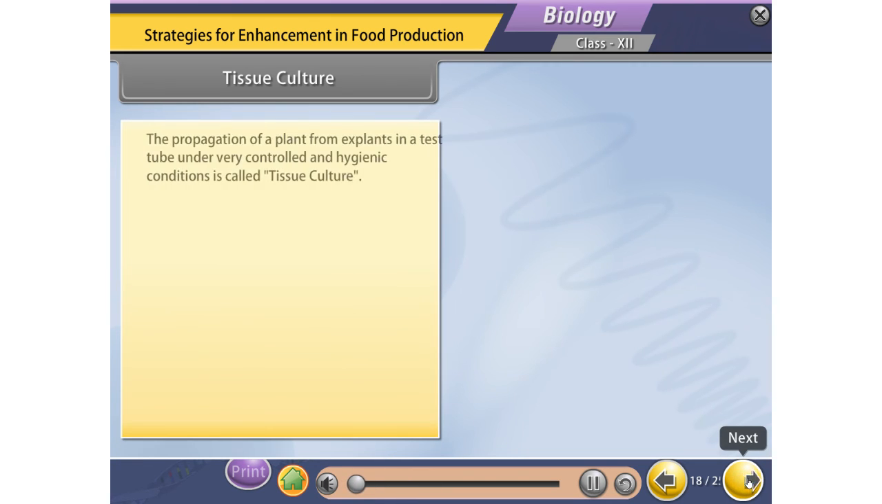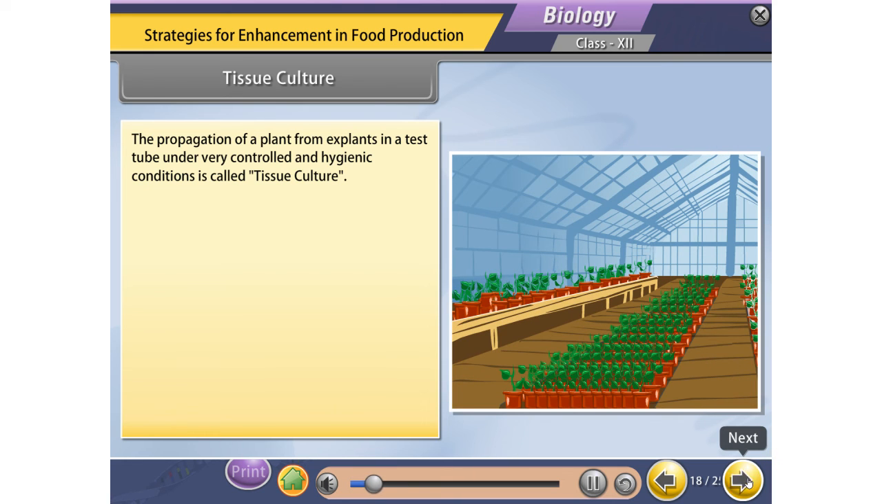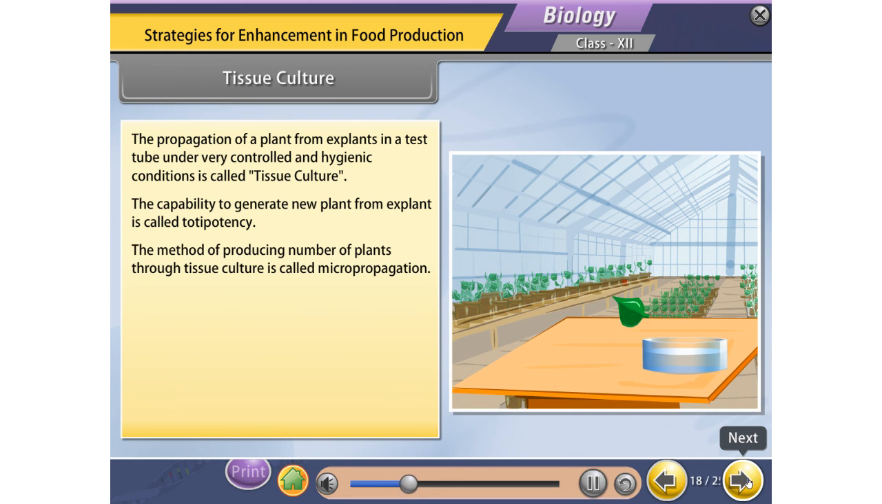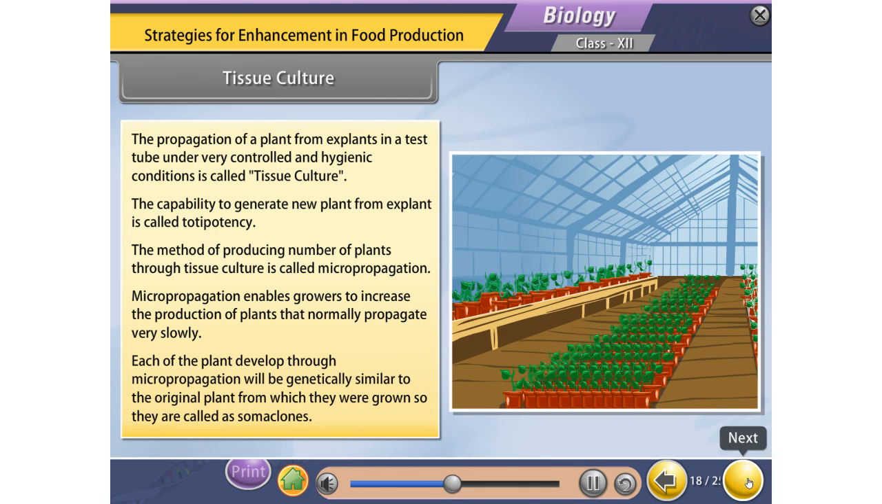Tissue culture. The propagation of a plant from an explant in a test tube under very controlled and hygienic conditions is called tissue culture. The capability to generate a new plant from an explant is called totipotency. This method of producing a number of plants through tissue culture is called micropropagation. Micropropagation enables growers to increase the production of plants that normally propagate very slowly. Each of the plants developed through micropropagation will be genetically similar to the original plant from which they were grown, so they are called somaclones.